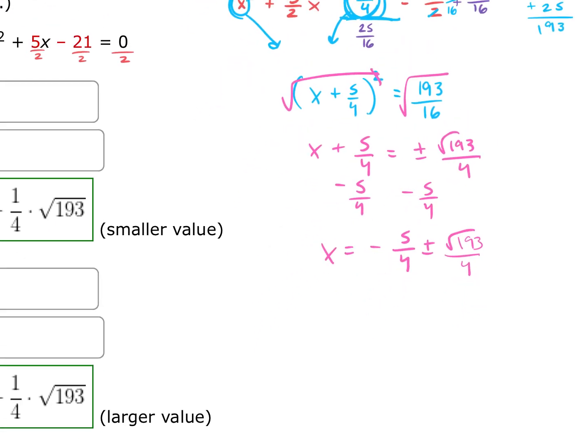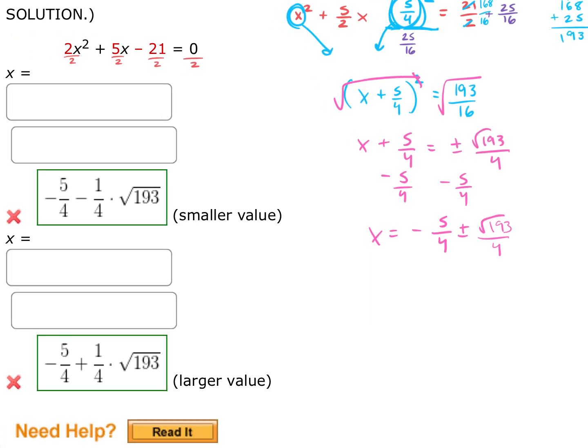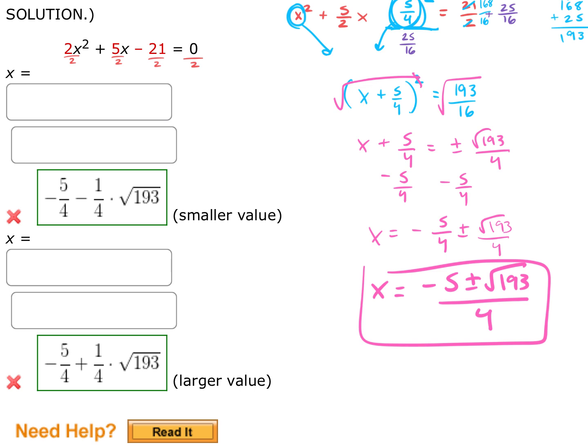In WebAssign, you have to put them in as two separate numbers. So notice how here it gives us the answers. One of them is negative 5 over 4 minus square root 193 over 4. The other one's plus, but on a test or quiz, you can leave it as plus or minus. But if you wanted to write it together, you could too. So negative 5 plus or minus square root 193 over 4, if you wanted to give them all the same denominator. Either way is fine. But on a test or quiz, you can leave it as plus or minus.